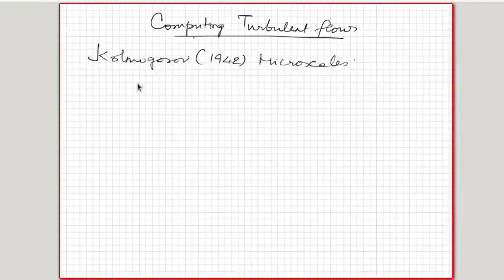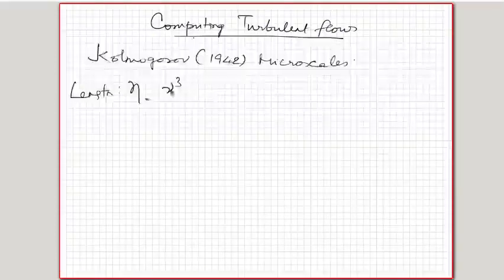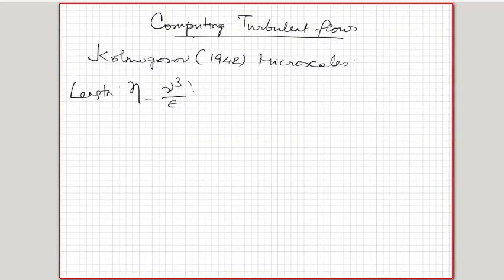Okay, so in Kolmogorov microscale, I'll just give you a few expressions, which I do not know to what extent will make sense to you, but you can still look at that. So eta is the Kolmogorov length scale. It is given as nu cubed divided by epsilon, the whole thing raised to the power of 1 by 4. Here nu is the kinematic viscosity.